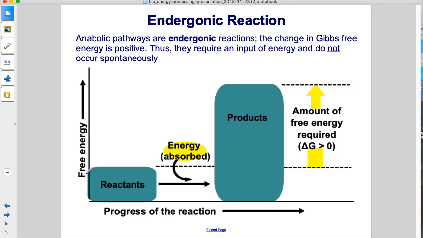So here we have a graph similar to what we just saw. Here is the free energy, and this is the process of the reaction. So here you can see the amount of free energy in the reactants and in the products. And here you can see that the amount of free energy required, or that change, is more than zero. So it's positive. It requires an input of energy, and it does not occur spontaneously.